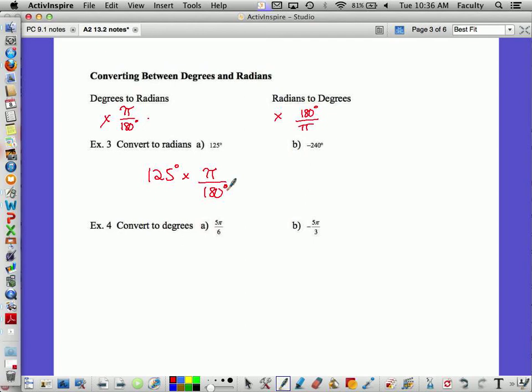That's it. Now, I said I want you to do this without a calculator. We're going to leave pi in our answer. And I notice 125 and 180, they both end in either a 5 or a 0. That tells me 5 goes into each number. So we're going to start there. So 5 goes into 125, 25 times. 5 goes into 180, 36 times. So that's 25 pi over 36.